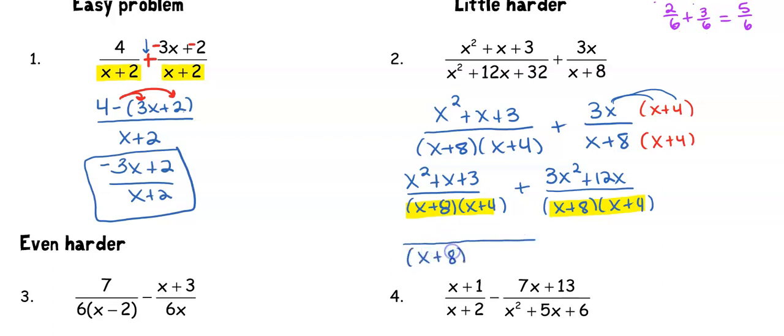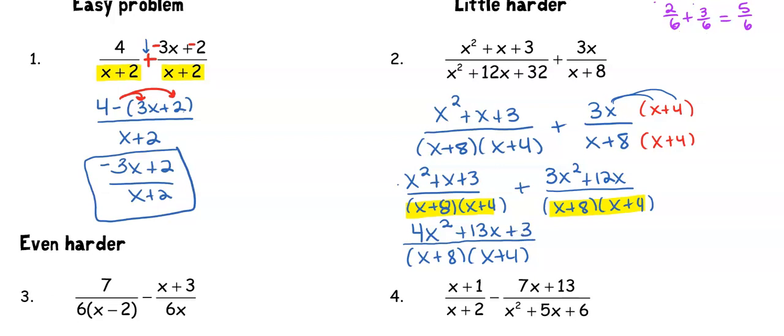So this stays as x plus 8 and x plus 4. And the numerators, again, we want everything multiplied out so that we can combine like terms. I have 1x squared and 3x squared. That becomes 4x squared. x plus 12, that's 13x plus 3.